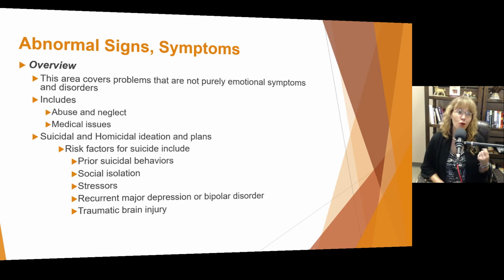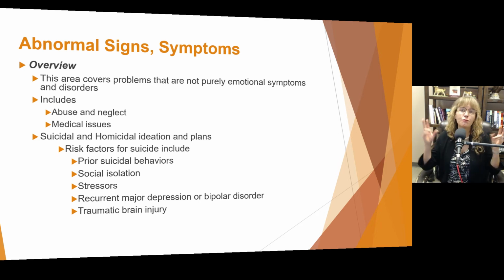In addition to looking for mood and cognitive symptoms and personality disorder symptoms, there are also abnormal signs and symptoms that you want to look for. This includes abuse and neglect signs and any medical issues that could be contributing to their presenting complaints. You also want to look for suicidal and homicidal ideation, plans, and history. Remember, risk factors for suicide include prior suicidal behaviors, social isolation, current stressors, recent history of major depression or bipolar disorder symptoms, or traumatic brain injury.